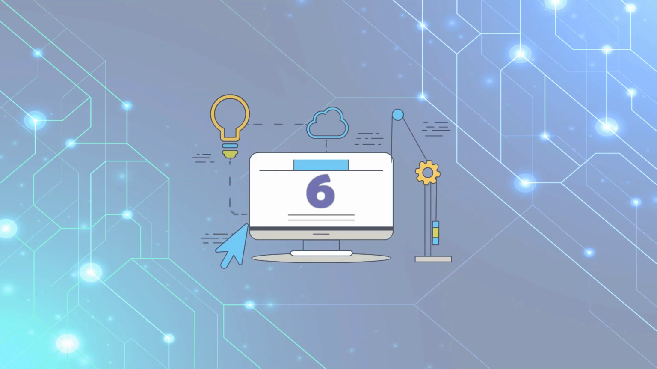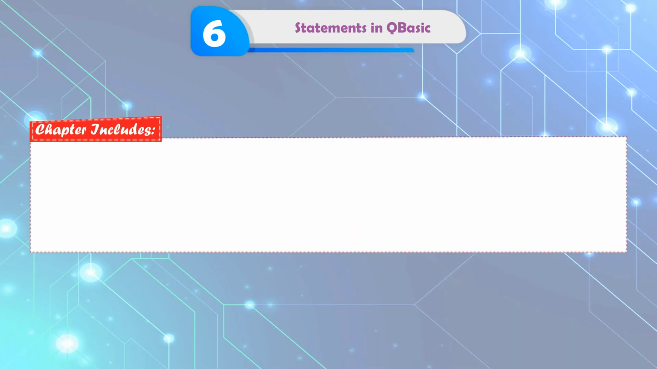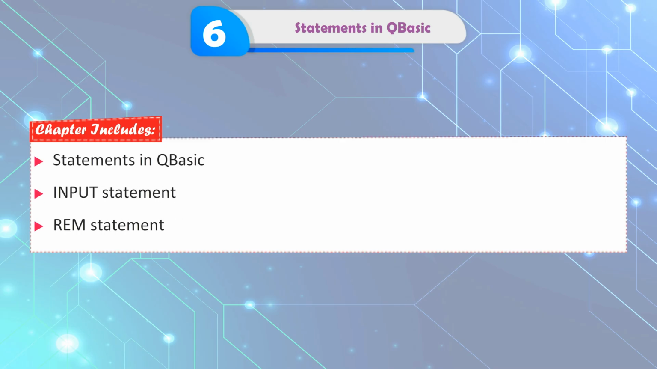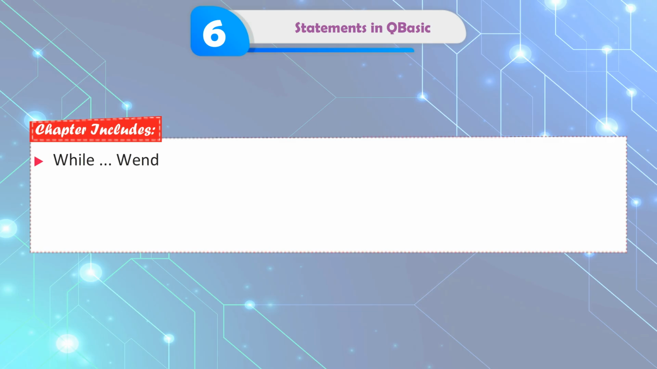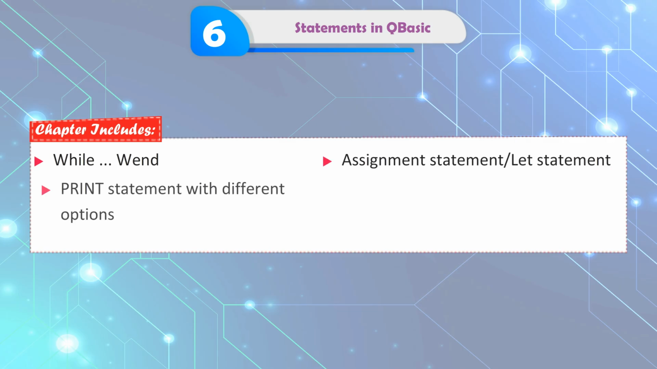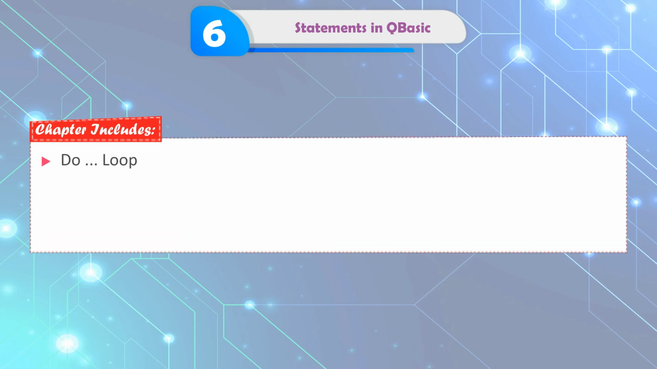Chapter 6: Statements in QBasic. The chapter includes statements in QBasic: input statement, rem statement, if-then-else statement, logical Boolean operators, nested for-next, while, assignment statement, print statement with different options, if-then statement, goto statement, for-next loop, do loop, and exit command.